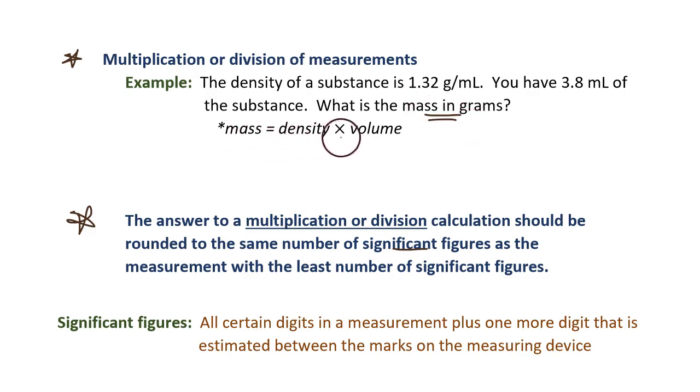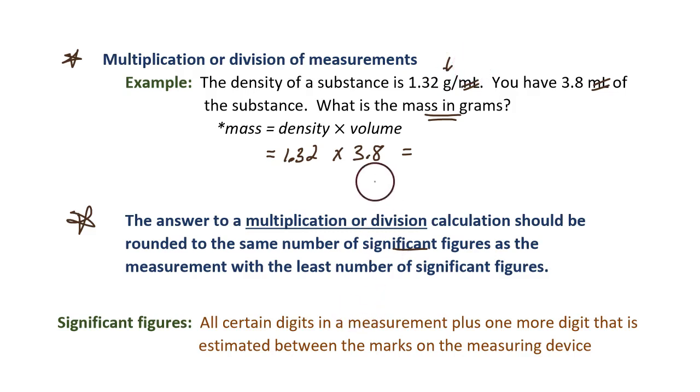And here's the math formula that you use. So using this formula, we see we want to multiply the two numbers together. 1.32 times 3.8. When you multiply, the milliliters cancel away the unit milliliters, leaving the unit grams.